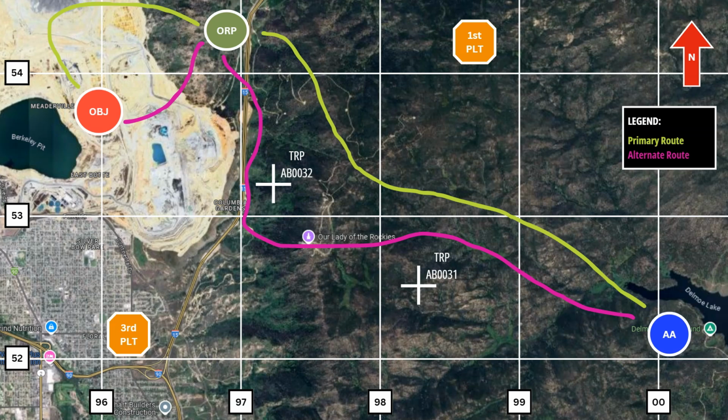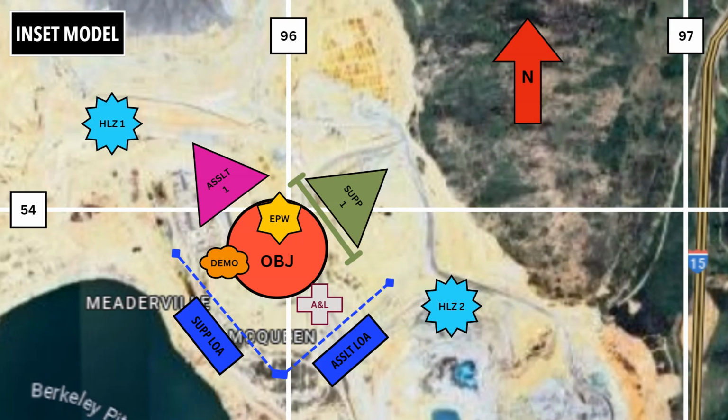I'll leave this up for a few seconds. Again, this is the large scale area of operations. And then this here is going to be your inset model. So again, take a picture of this one if you'd like, go back, rewind, take photos or screenshots, and exercise your own creativity to see if you can recreate a terrain model based on a map overlay that you receive.